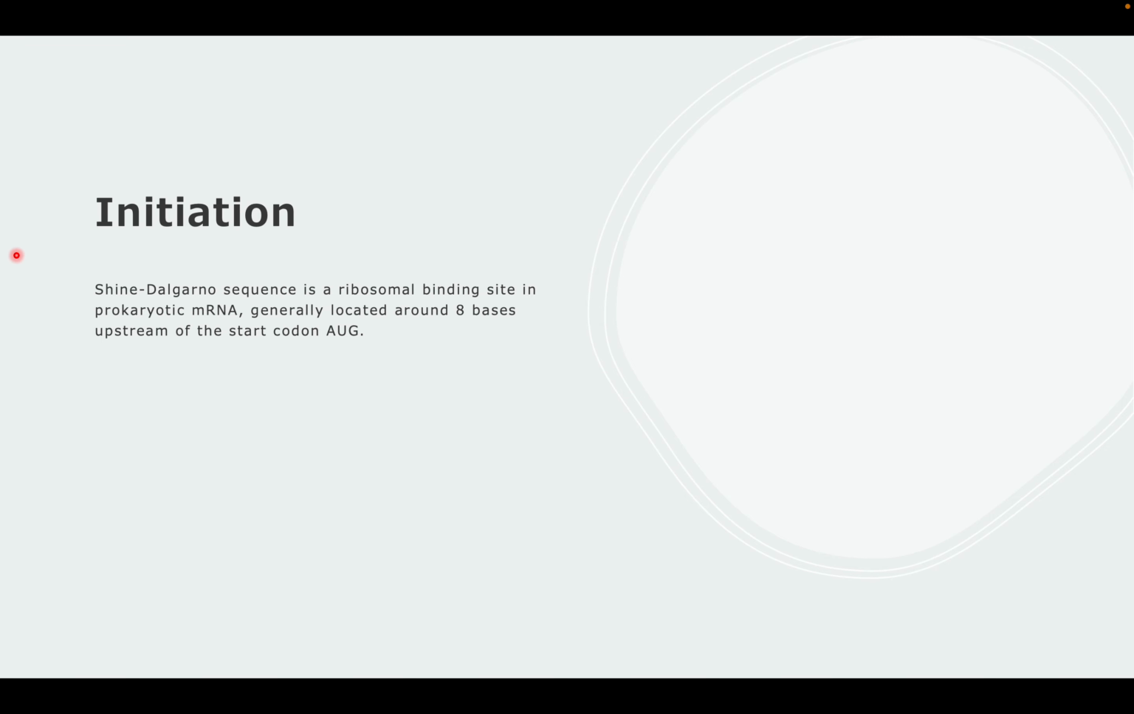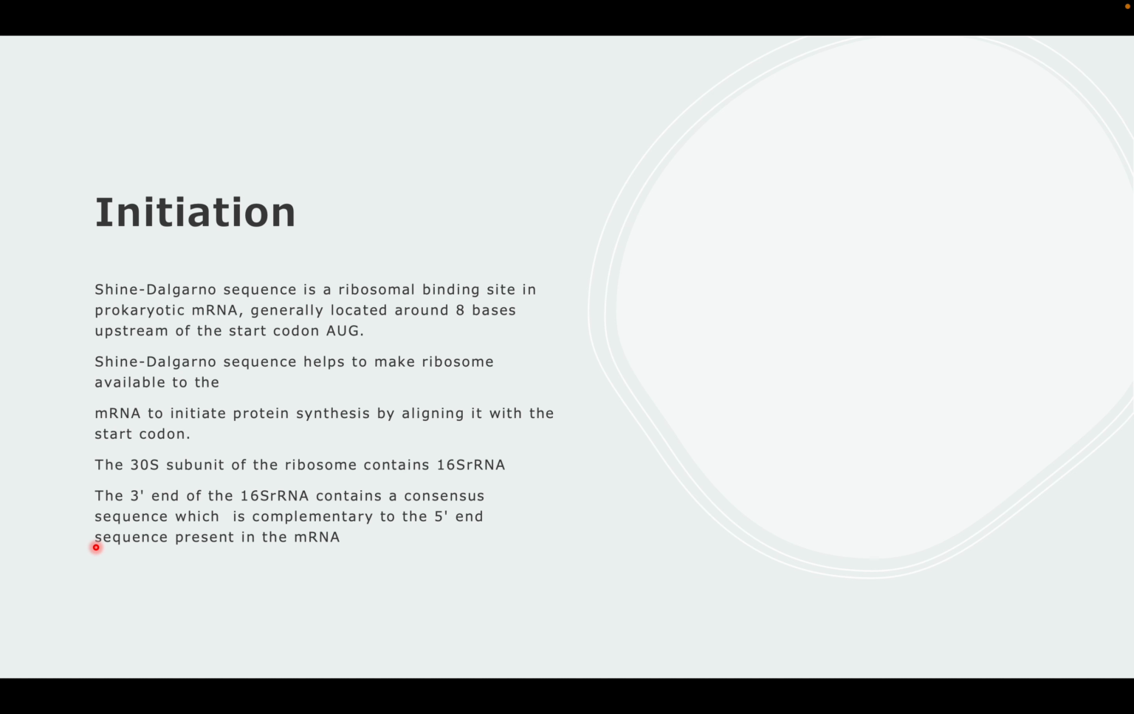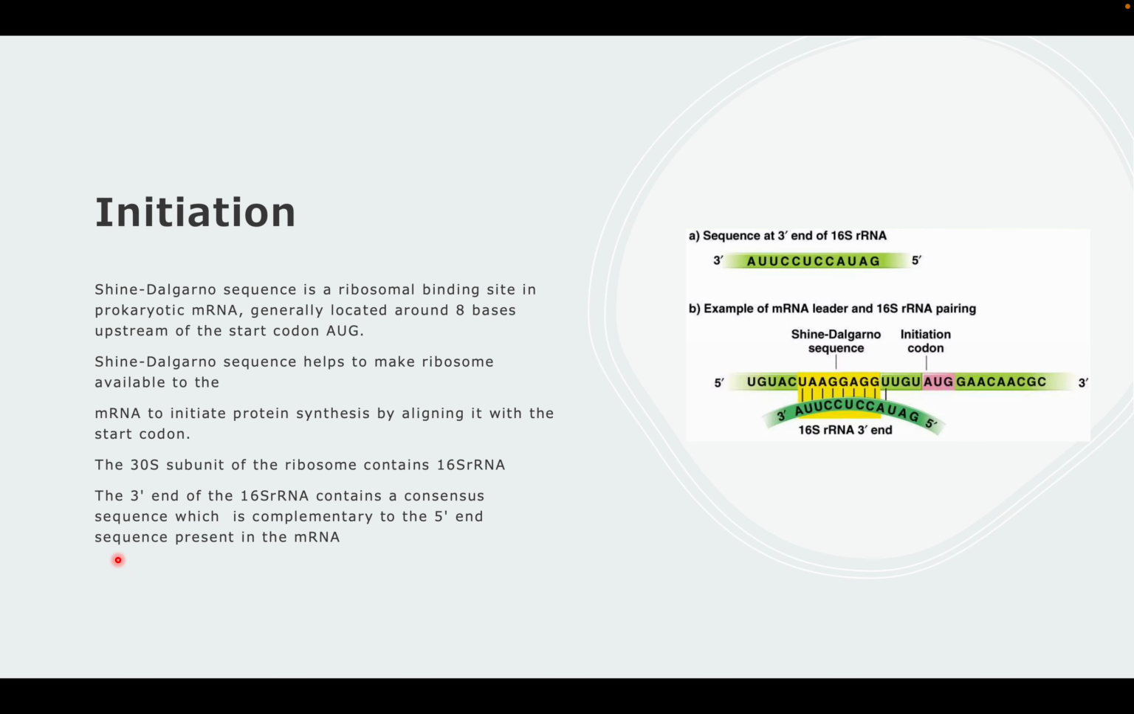So it is done by the Shine-Dalgarno sequence, which is a sequence present in the prokaryotic mRNA, located generally 8 bases upstream of the AUG. This sequence helps to recognize the site and makes the ribosome bind to the mRNA. And this 30S subunit contains 16S rRNA, which contains a sequence which is complementary to this Shine-Dalgarno sequence.